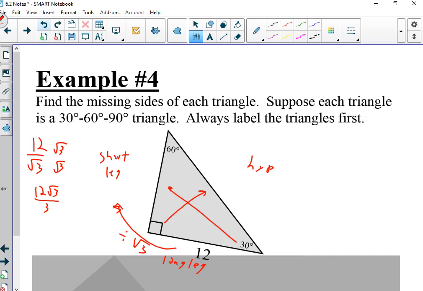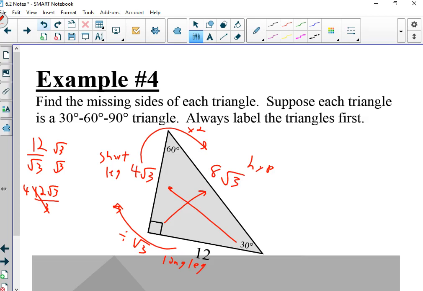Square root of 9 is 3. Another way to look at it is radical 3 times radical 3, the radical disappears, and we end up with 3. Now our last step here is to cancel, reduce. 3 goes into 12 4 times. So our short leg is 4 radical 3. Now that we know our short leg, again, we multiply by 2. And we're going to just multiply the outside number and get 8 radical 3 for our hypotenuse.